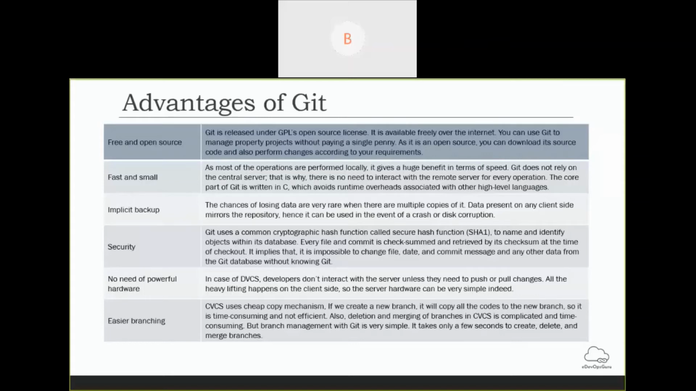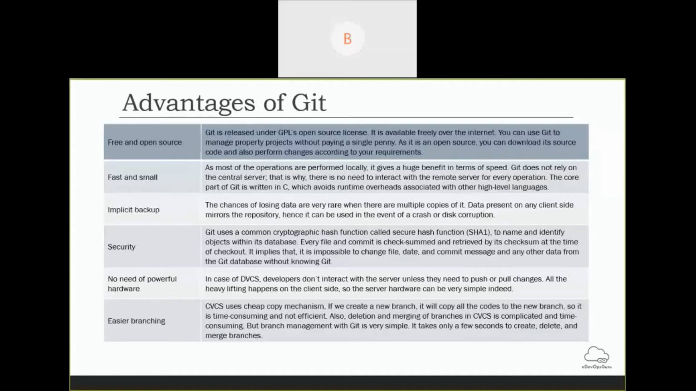And also the Git code is written in C, so it avoids runtime overheads associated with other high-level languages. Implicit backup is like Git is already taking care of all these backup mechanisms. Every developer has their local backup of the central repository, that is the mirror image, or you can say the complete replica. So if something goes wrong with your central server, any team member can push their code to the central server and you can get the complete project recovered.